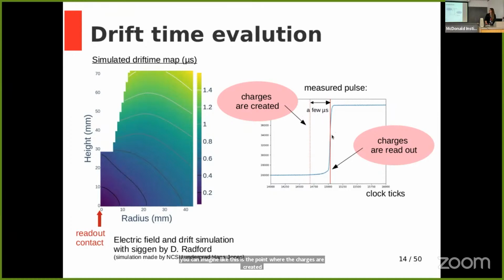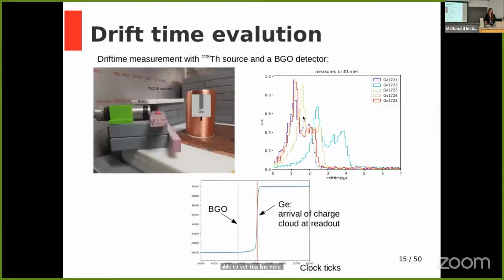And this point here in the middle of the rise of the charge collection is where the charges then arrive at the readout. So this distance is what we want to know. And you might be wondering how I'm able to set this line here. This is thanks to our drift time measurements. What we did is we used a coincidence between the germanium and the VGO. The VGO is read out by a PMT, so it's basically immediate.